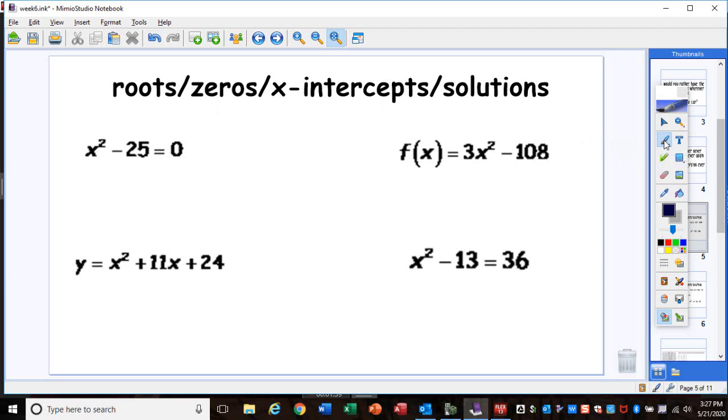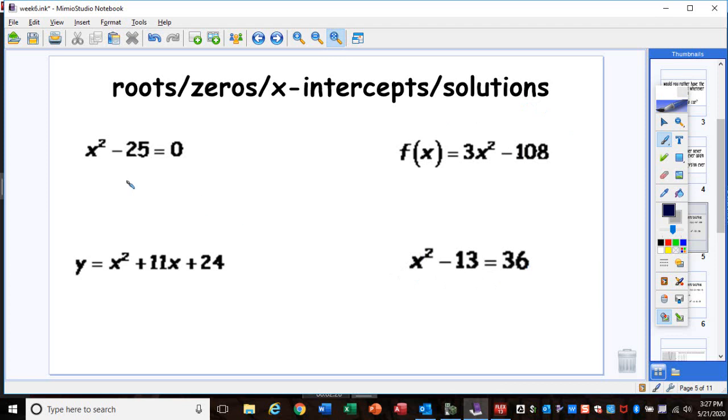Because this vocabulary is going to be very, very important. They might ask you, find the roots of the function. Find the zeros of the equation. Find the x-intercepts of the parabola. Find the solutions of the quadratic. I mean, they could phrase it so many different ways, but it's all asking the same thing.